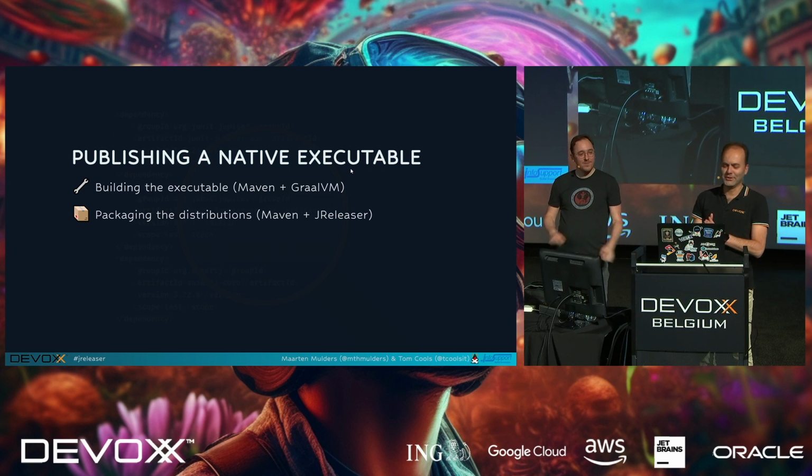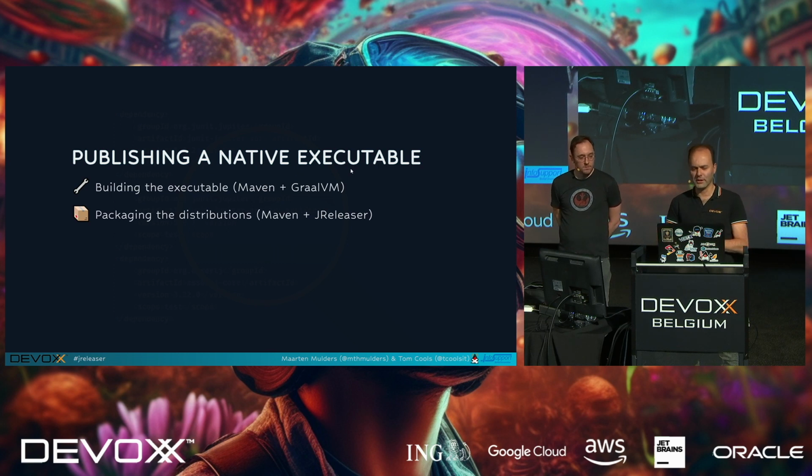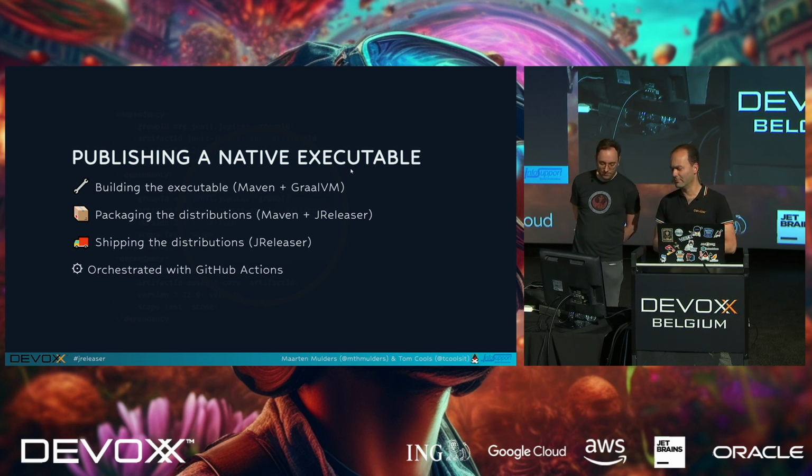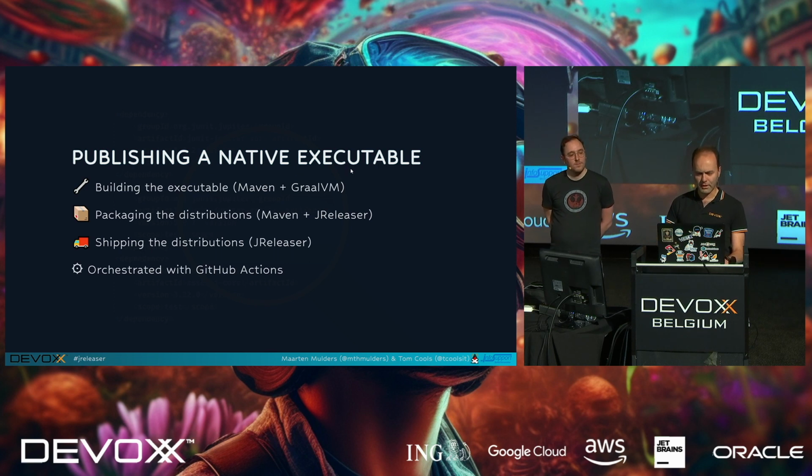Second, what I'm going to show you is how that gets packaged into a distribution. Again, Maven has got a big role here, combined with JReleaser. Thirdly, I'm going to ship the distribution. That's solely the task of JReleaser. And finally, the whole thing is tied together and orchestrated basically by GitHub Actions. Right, let's see.